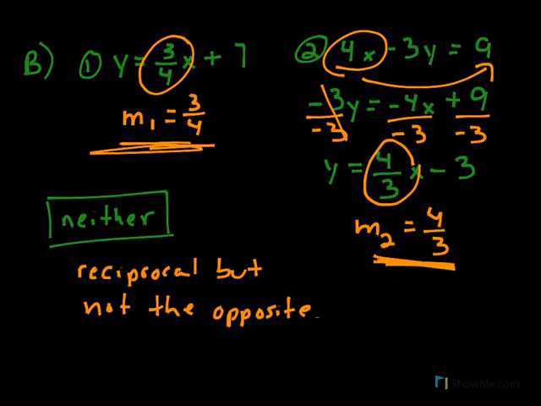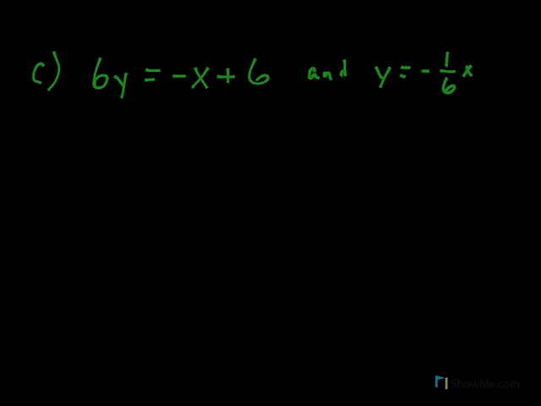Hopefully that makes sense. Let's do one more example, and this will be the last example. Example C. Remember, if I'm going too fast for you, just pause the video and finish copying things down, or repeat it. If you need to, you can watch it twice. 6y equals negative x plus 6. That's my first equation. And my second equation is y equals negative 1/6x plus 6.